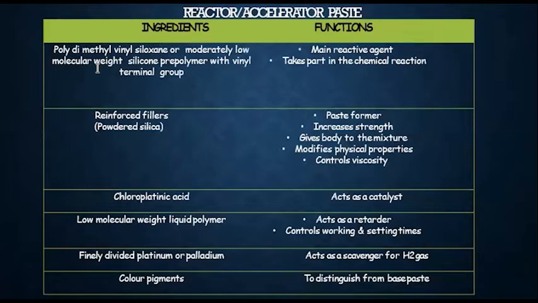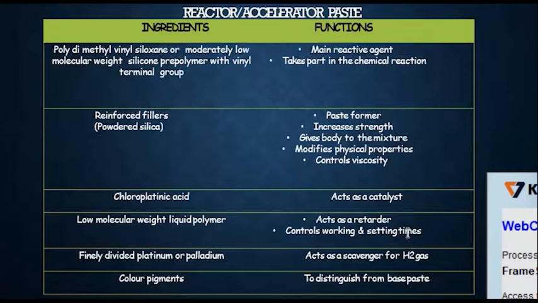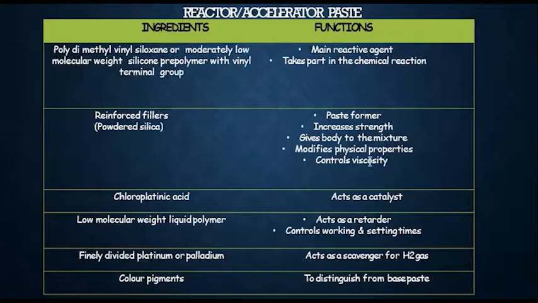Then you have reactor phase, it consists of polydimethyl vinyl siloxane or moderately low molecular weight silicone-free polymer with vinyl terminated. Then you have reinforced fillers like powdered silica. Then chloroplastic acid acts as the catalyst. Then you have liquid polymer. Then you have finely divided platinum or palladium that acts as a scavenger for hydrogen gas. So addition silicone gives a byproduct of hydrogen. We have color pigments to distinguish from the base paste.